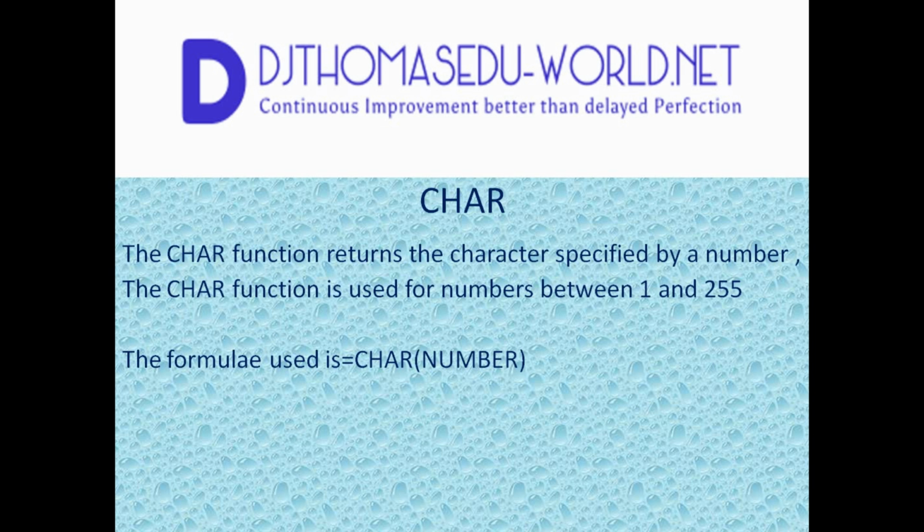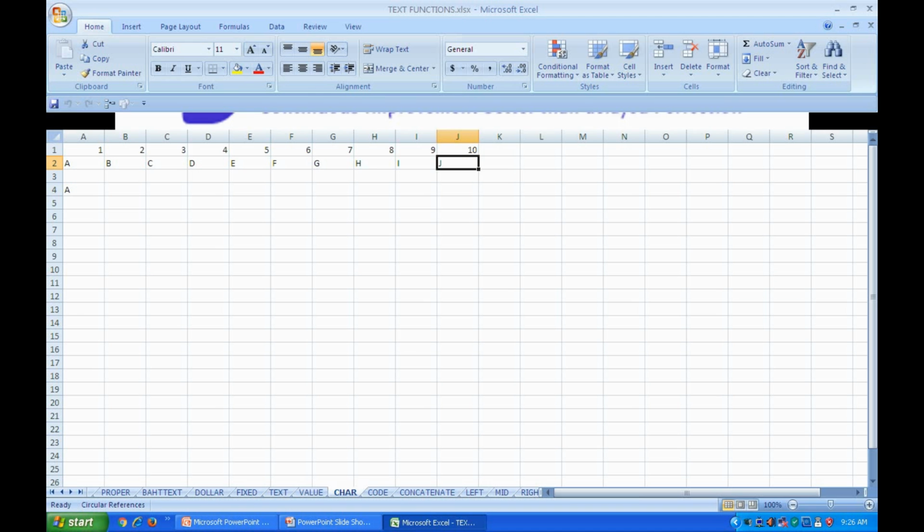Moving on, the next Excel function is the character function, CHAR. The CHAR function, as defined, returns the character specified by a number. The CHAR function is used for numbers between 1 and 255. The formula used is CHAR and number. Just select the number. Let's see how it is performed in Excel.